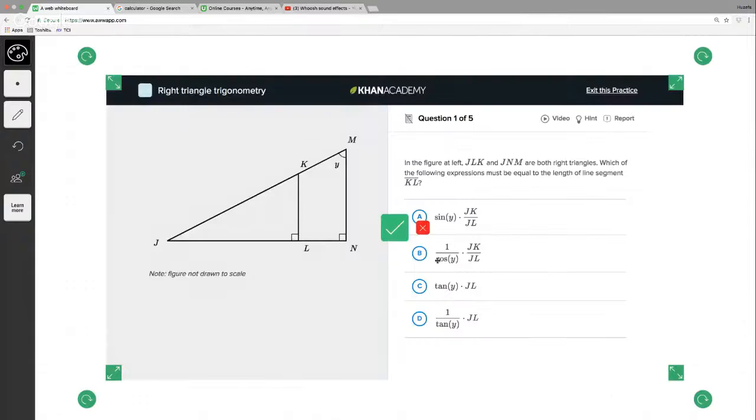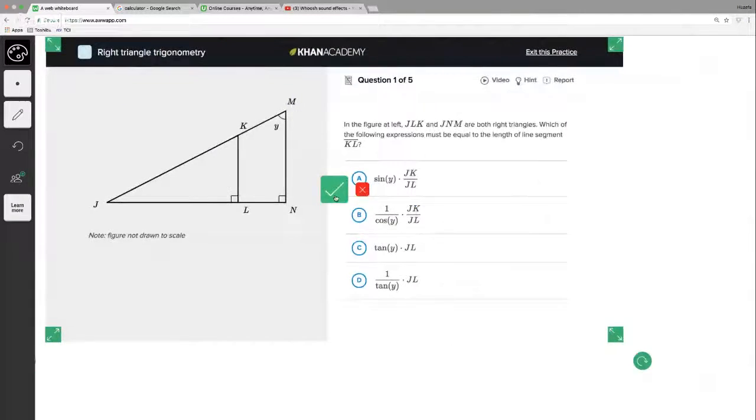Number one. I like trigonometry. It's pretty fun, so let's get into it. So we got a triangle JMN and JKL. They're sort of one's inside the other. The figure at left, and this is a no calculator section problem. So this is pretty interesting, no calculator section on trigonometry. So we're obviously not trying to get an exact number usually.